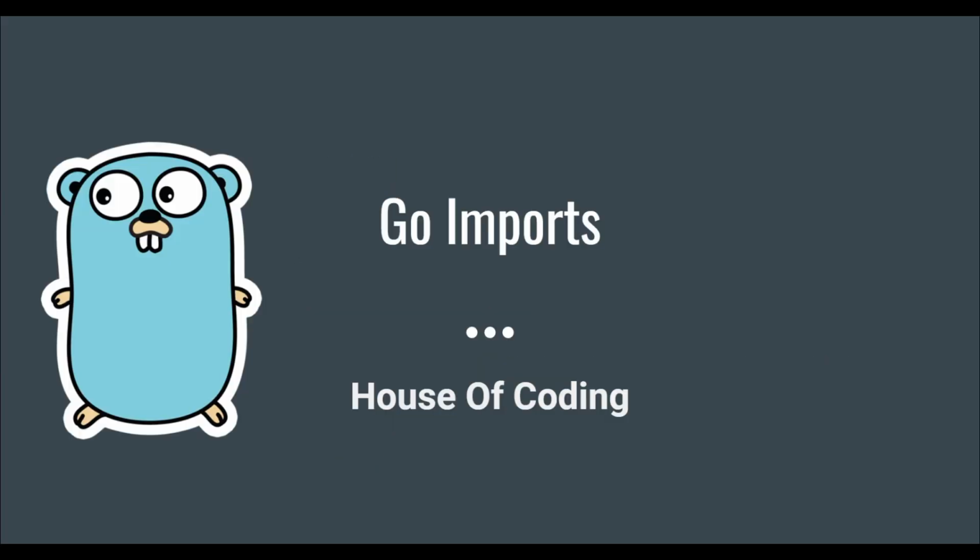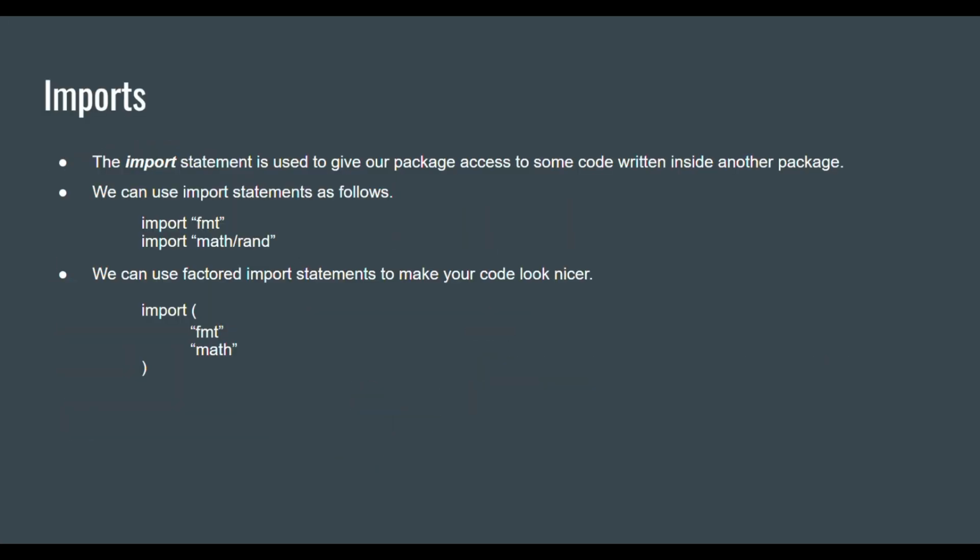Go imports. The import statement is used to give our package access to some code written inside another package. If we need to import other packages to our source code file, we can do it in two ways. Basically, if we need multiple imports to our source code file, we can use an import statement for each and every package we need, as in import fmt, import math/rand.